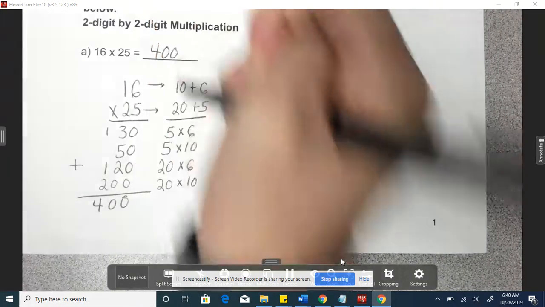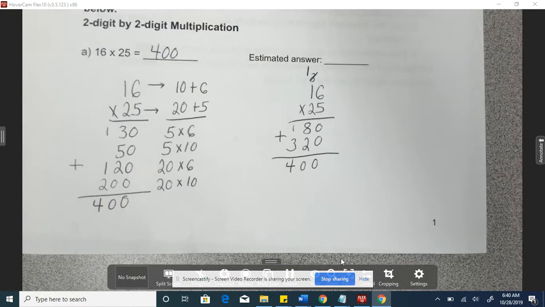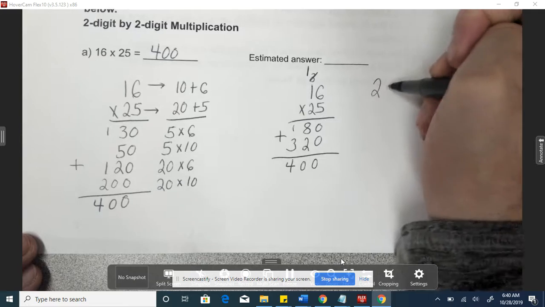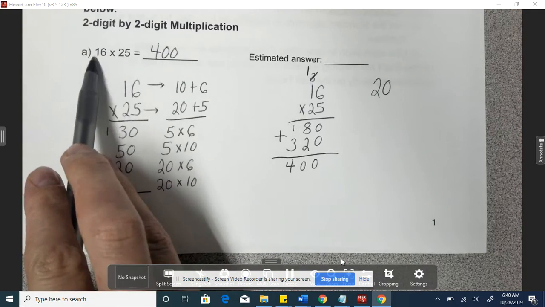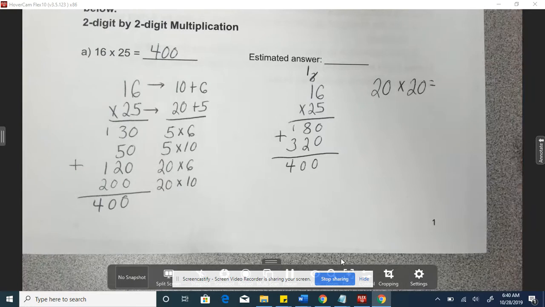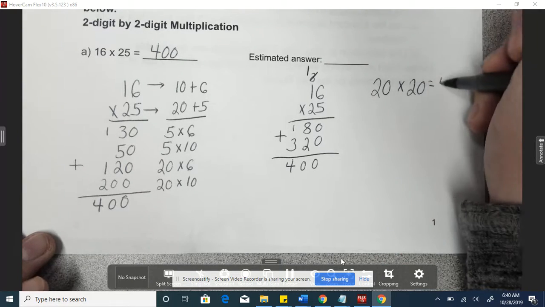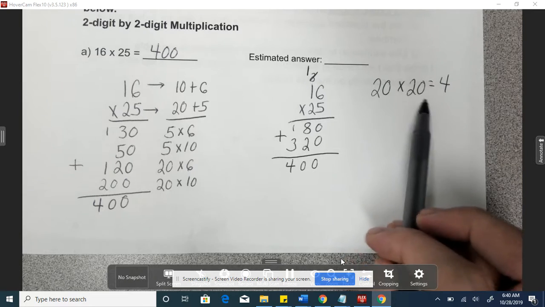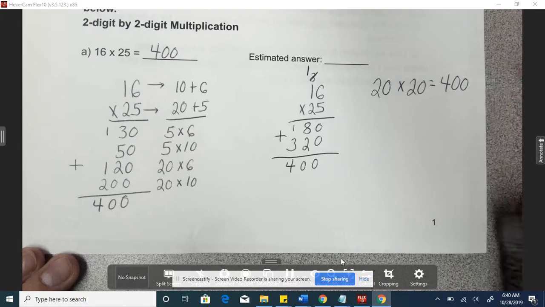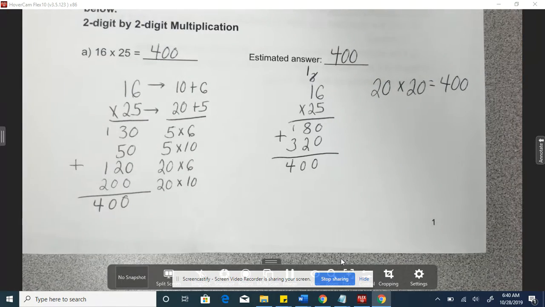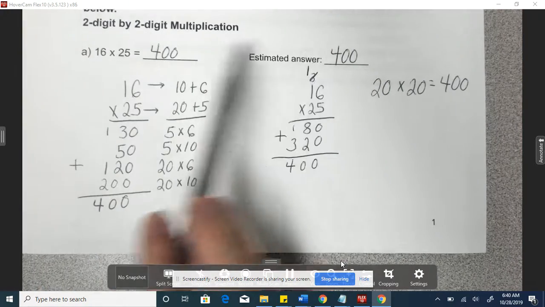400. If we were estimating to see if our answer is right, I might round this one up to 20. I might round this down, since I rounded this up, to 20 as well. Let's see. I know 2 times 2 is 4, and this is in the tens place, and this is in the tens place, so tens times tens is hundreds. So my answer is 400. Wow, the exact answer I got when I multiplied the numbers out. My answer is most likely right, or it's reasonable.